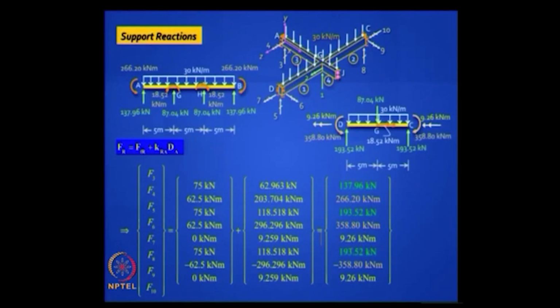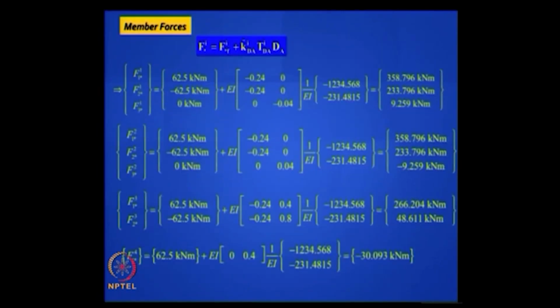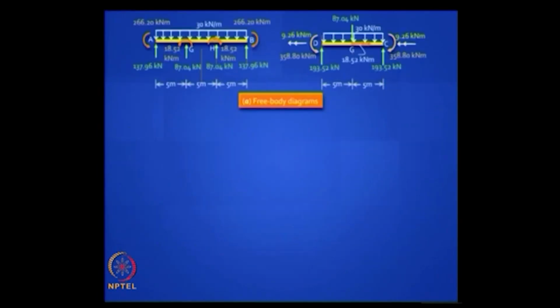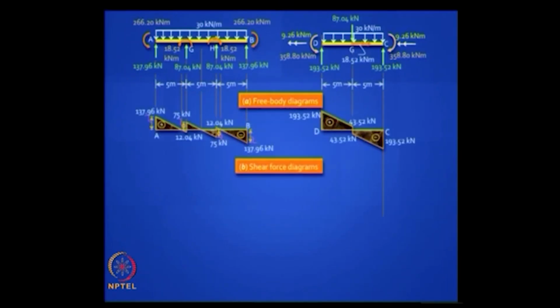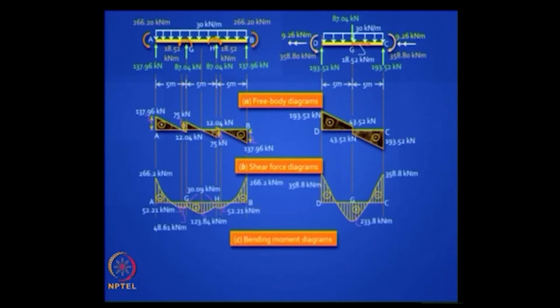Support reactions are easy to calculate, use that formula and take a look at the final free bodies. You will find that in that long beam you will have some local torques coming because of the connections with the shorter beams. So you do this, draw your free bodies, check your equilibrium, find the member end forces by this formula and draw your shear force diagram carefully. We have done grids earlier, so I am going fast. We have done this kind of problem earlier. Draw your bending moment diagrams.